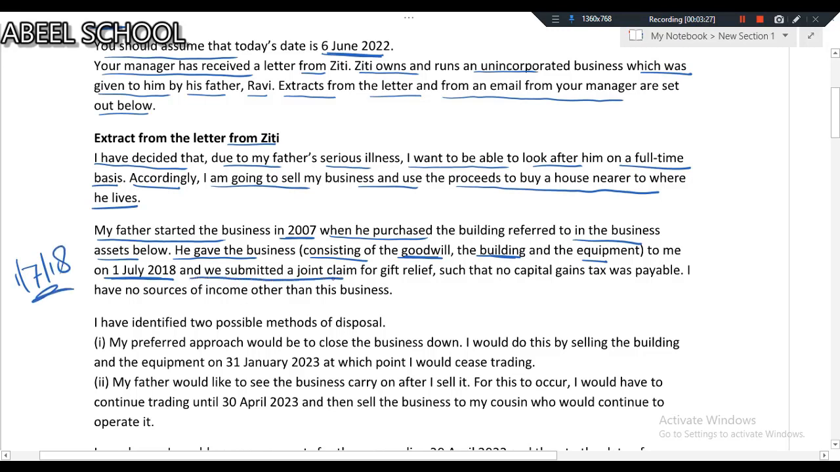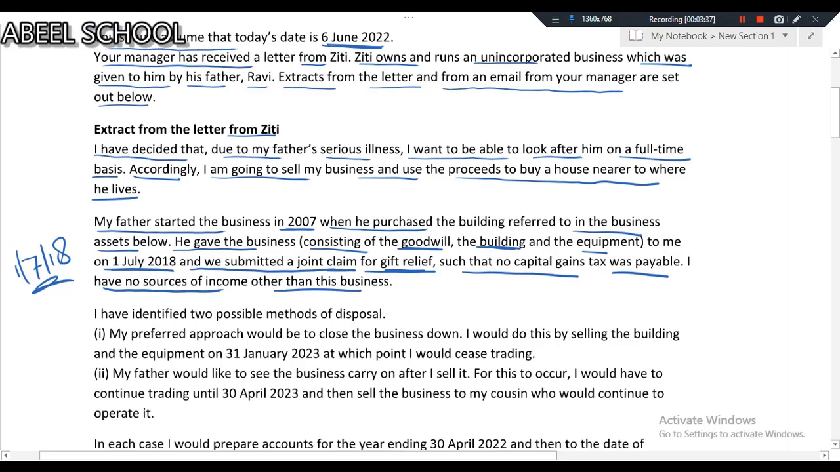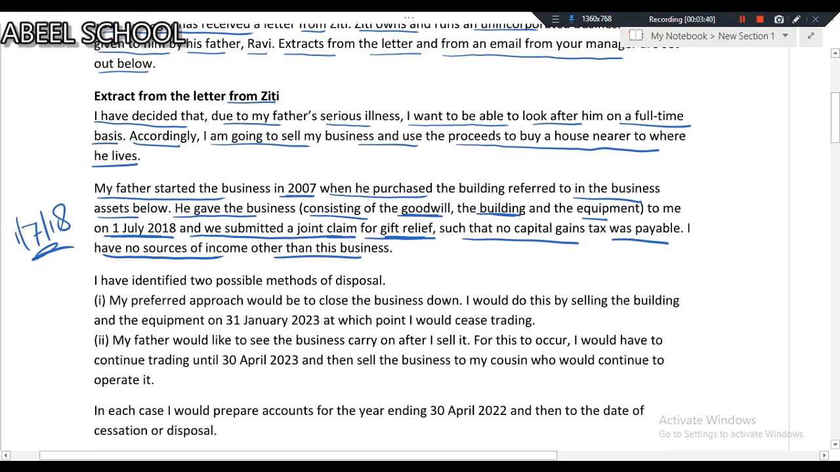We submitted a joint election claim for gift relief such that no capital gains tax was payable. I have no sources of income other than this business. I have identified two possible methods of disposal. Number 1, my preferred approach would be to close the business down. I would do this by selling the building and equipment on 31st January 2023, at which point I would cease trading.